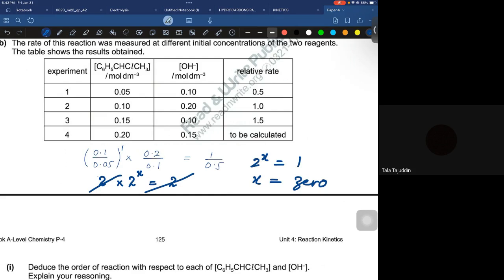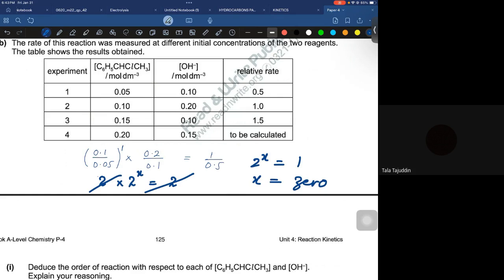Sir, can you explain why you chose the first and second experiment? You can take any experiment from which I'm going to find out the order of reaction. Let's suppose you were saying second and fourth, but what's the problem? In the fourth, the rate is not given. So that's completely wrong, obviously.